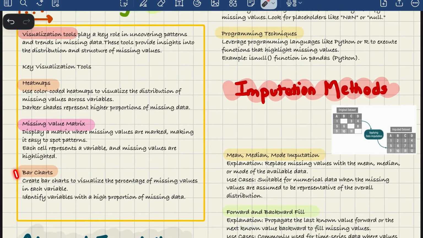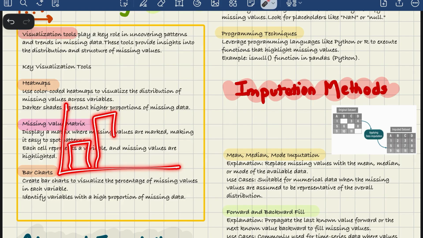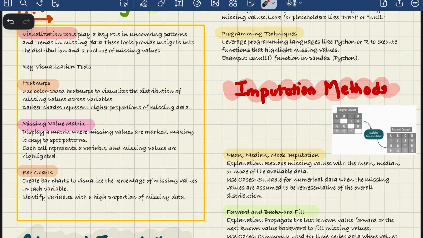Then we also have bar charts. So we create a bar chart to visualize the percent of missing values for each variable, right? We have a bar chart and we see student ID missing percentage, name missing percentage, class missing percentage, and we can identify which of the variables has a high proportion of missing data and take actions accordingly.